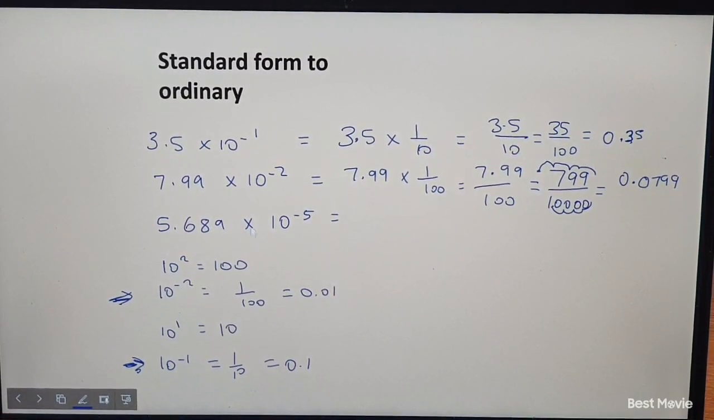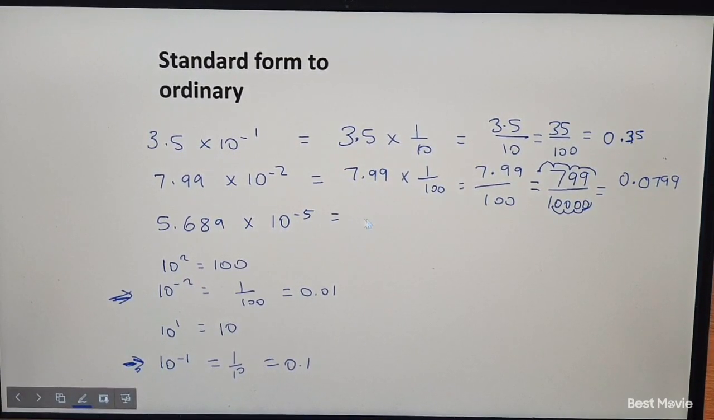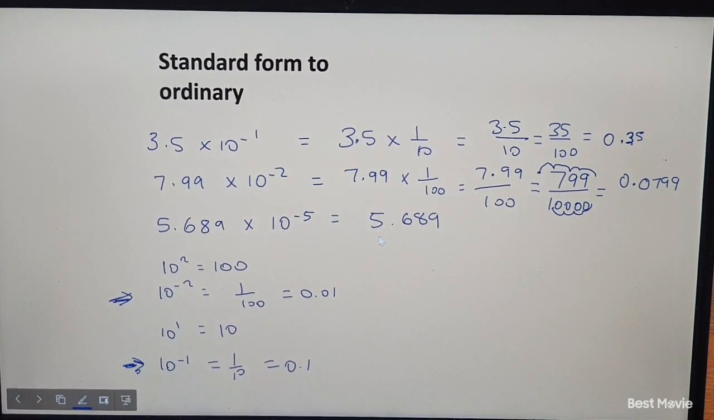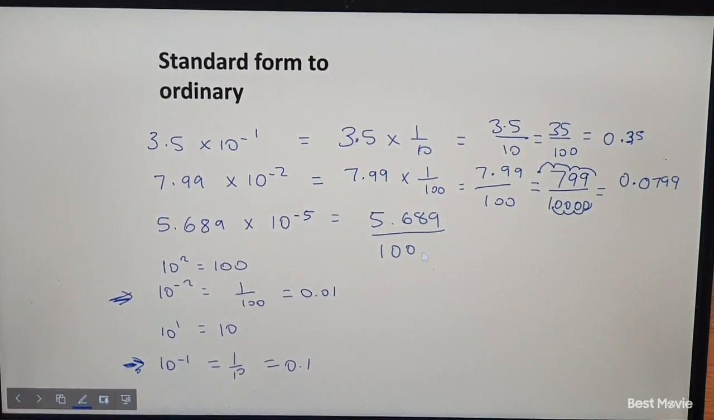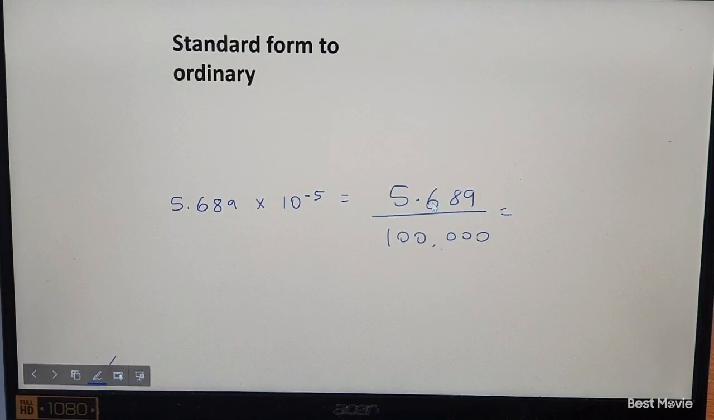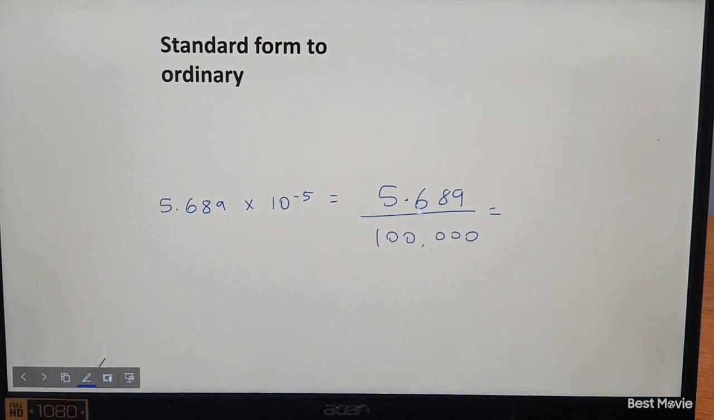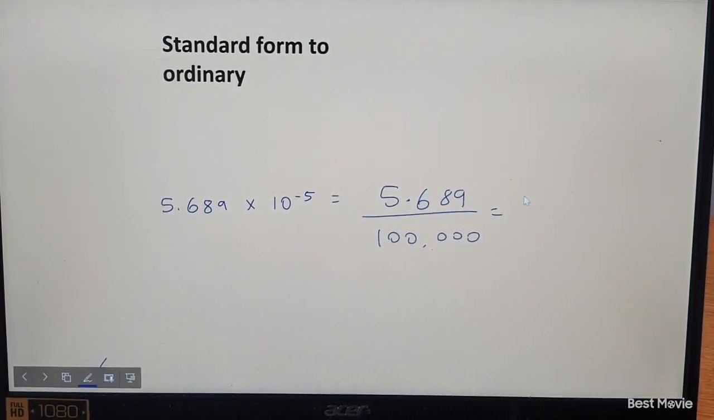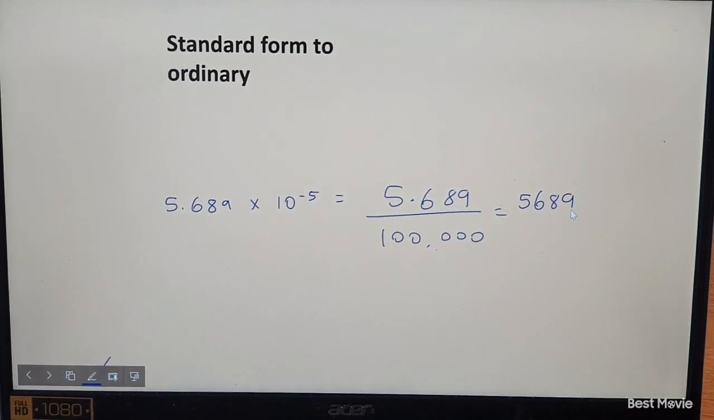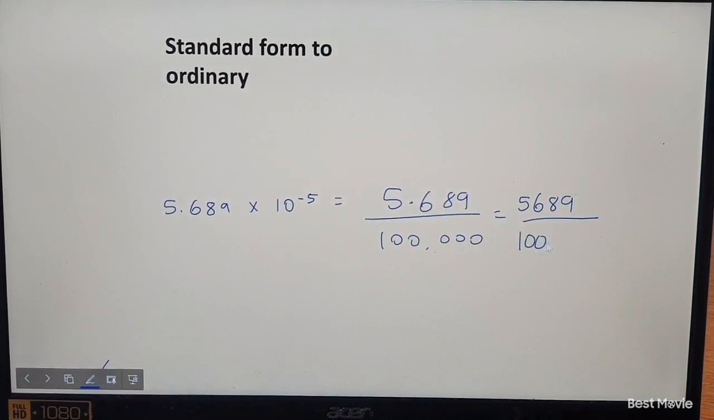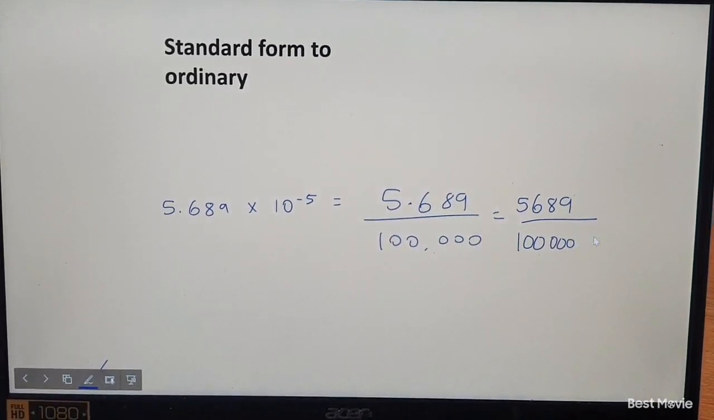Okay, so I'm going to do a similar thing in the third question. So 10 to the power of minus 5 is 1 over 100,000. So 5.689 divided by 100,000. Get rid of the decimal element in the numerator by multiplying it by 1,000. So if I multiply this by 1,000, it will be 5,689. And don't forget to do the same for the denominator. So I need to multiply 100,000 by 1,000. So I've got 100,000. Then multiply it by 1,000 again.